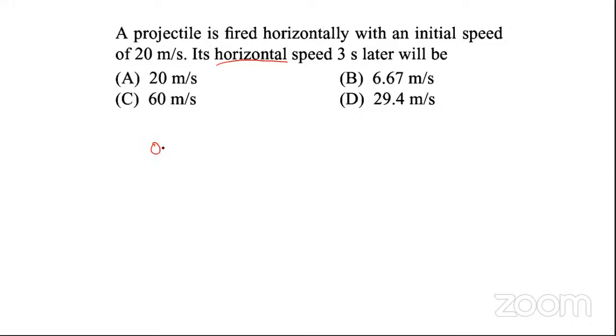So see, suppose the projectile is fired horizontally with an initial speed of 20 meters per second. The only force acting over it is gravity, which acts in the vertical direction. So there is no force in any horizontal direction, so its velocity will remain the same. So A will be the answer. Anyone having any doubts? No. All right, let's move on to the next one.